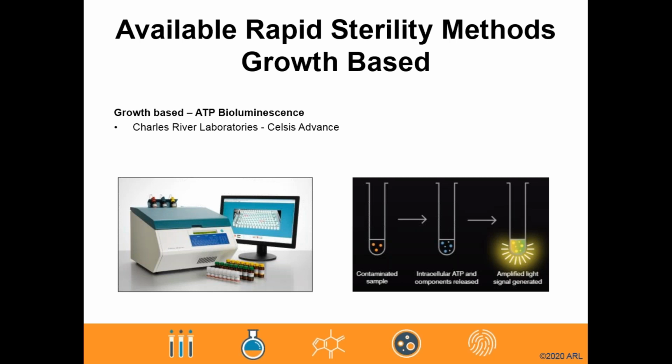After appropriate incubation, aliquots of both media types are placed into small cuvettes and loaded into the instrument. The Celsis Advanced system then adds the luciferin and luciferase enzyme reagents, which catalyze the conversion of microbial ATP to light. One benefit associated with this system is it actually allows for full walk-away automation once those samples are loaded and the assay has begun.